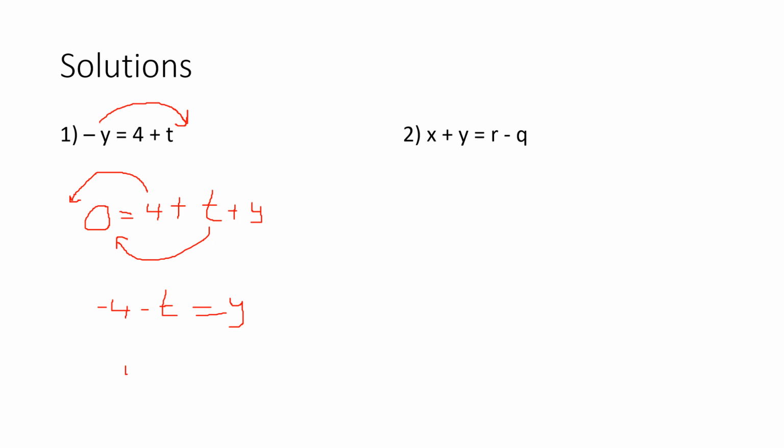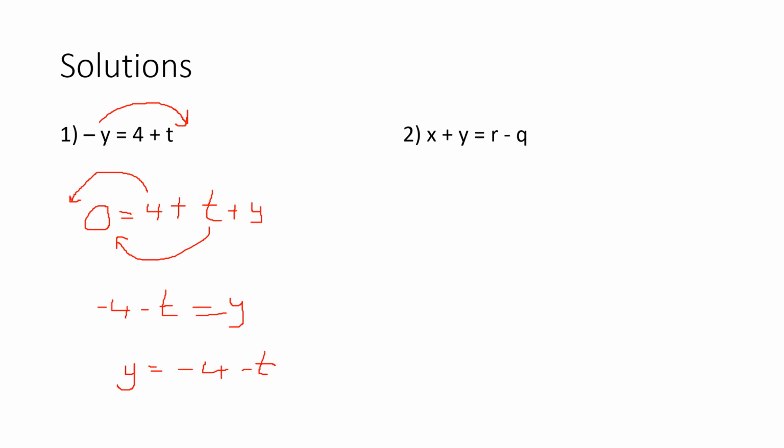Sometimes a lot of people prefer it on this side. I am not particular about that. It's the same thing, really and truly. So if you want, you could just write it the other way around. You could say y is equal to minus 4 minus t. But again, it doesn't matter. Minus 4 minus t is equal to y. Y is equal to minus 4 minus t. As long as you haven't changed anything, really. And that's our answer.